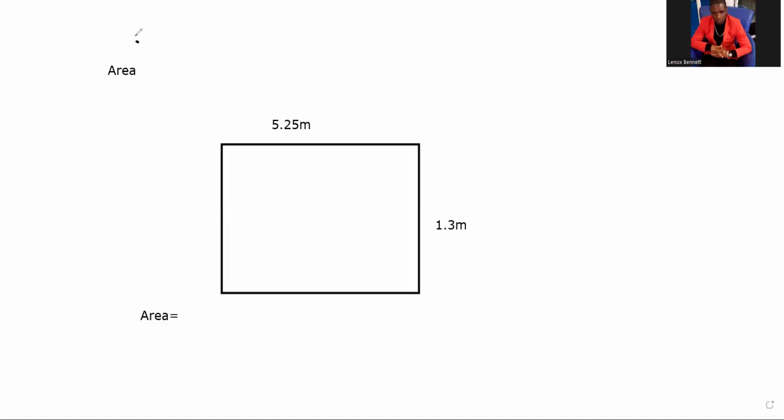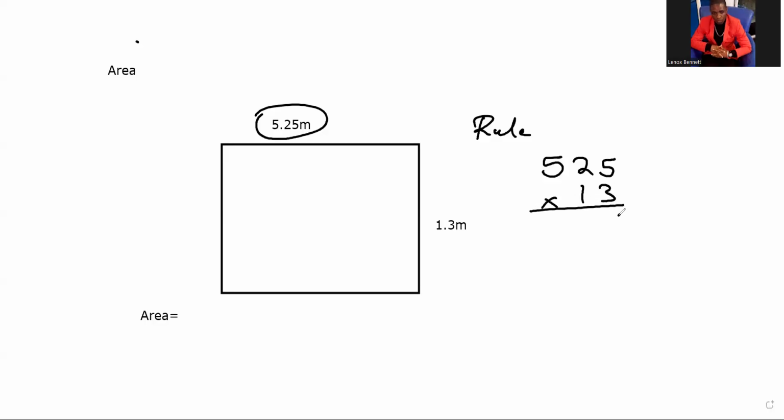All right, so we have a rectangle with the length being 5.25 meters and the width 1.3 meters, and we're asked to find the area. Rule 1, when we're multiplying decimals, we ignore the decimal point. So we have the 5.25, we just put 525. And then you multiply by 13. We ignore the decimal point totally.